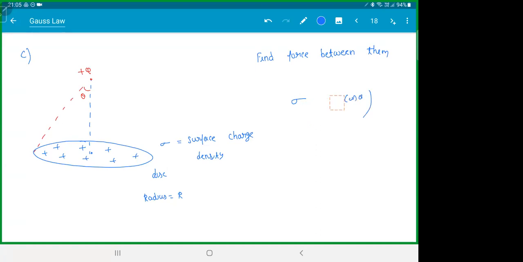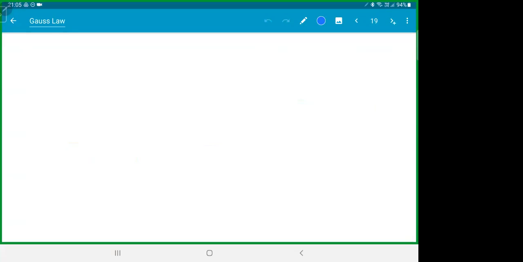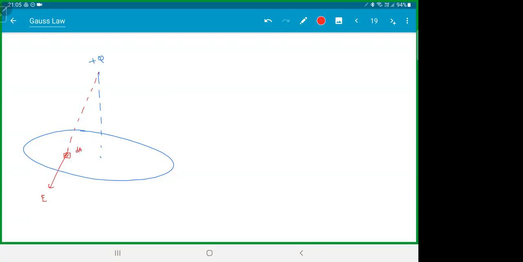Don't forget. Now, listen to this technique, okay? This is much better. You can do it that way, but the technique I'm teaching you is useful for this. When you take this disk and you have a plus q charge here, from this point, let's say you take a small piece here, the electric field is acting this way. Agreed? This will have a small area dA.